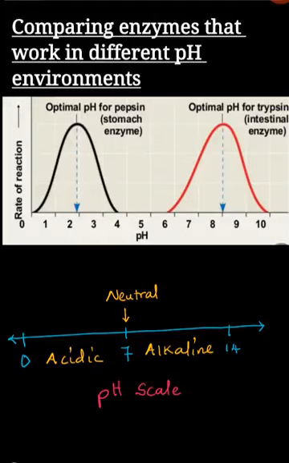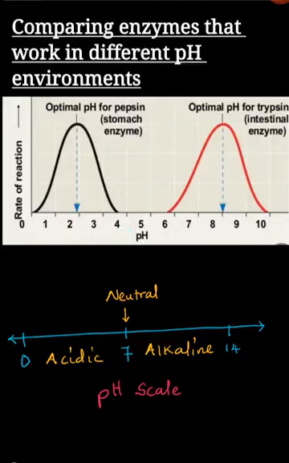So when we look at this enzyme pepsin, for example, you can see that its optimum pH is at around 2. Pepsin works well when the pH level is at 2. Okay, so we can see that 2 is below 7. So we can tell that the enzyme pepsin works better in an acidic environment, and that acidic environment must have a pH level of about 2.